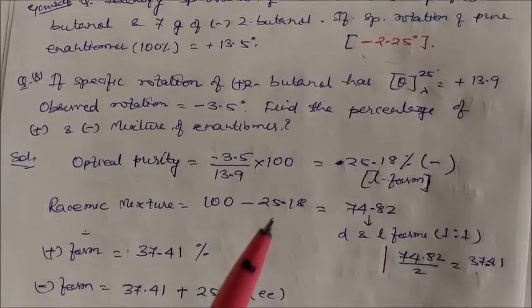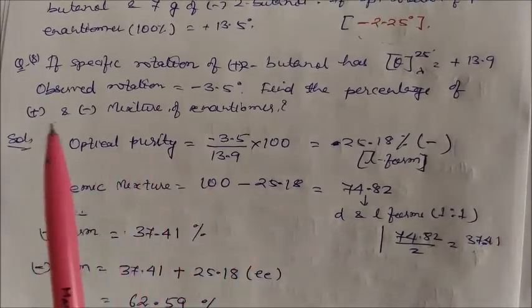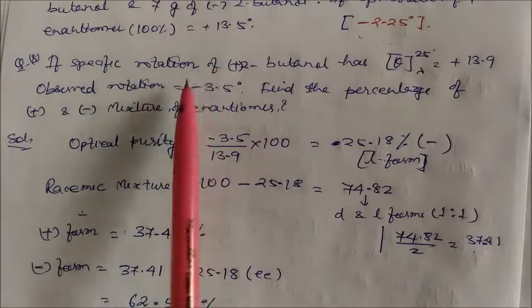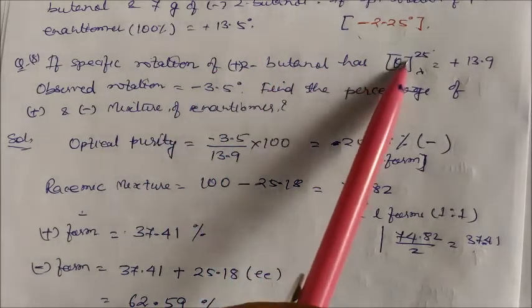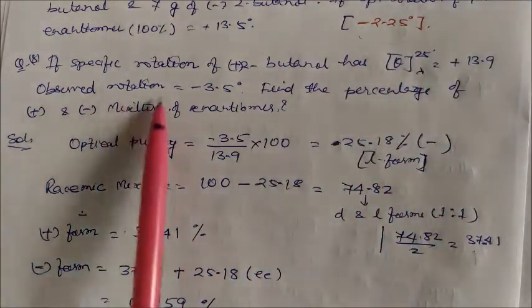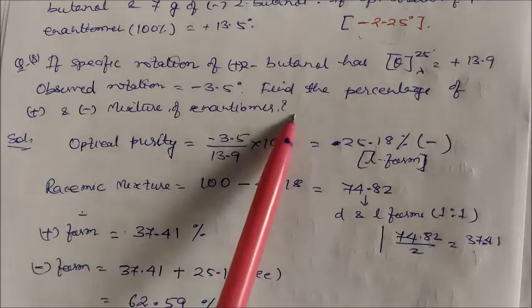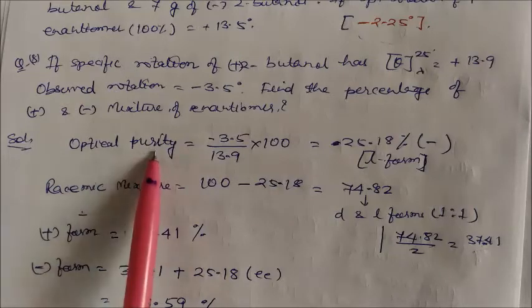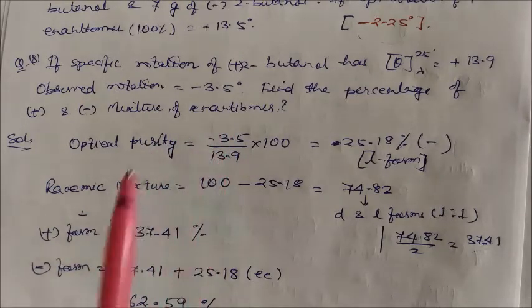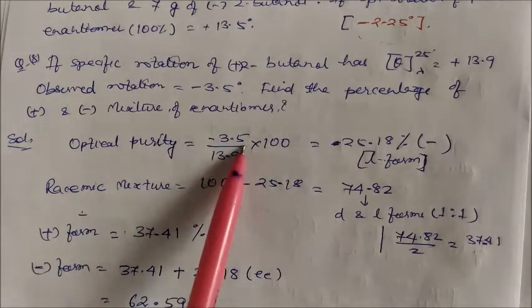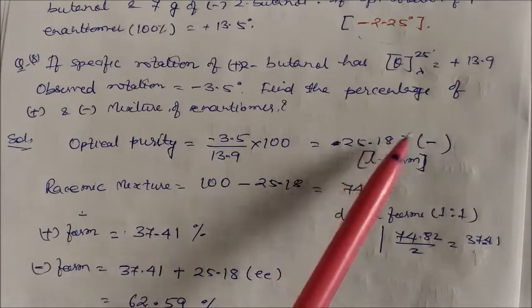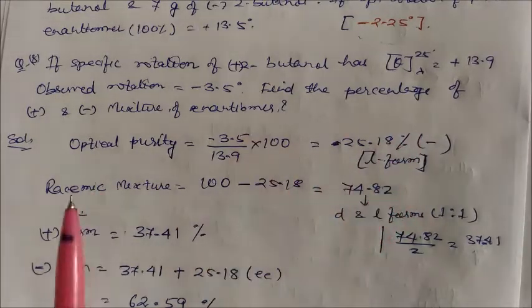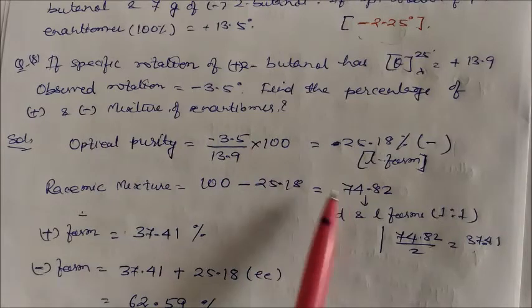Let us see the next problem. If the specific rotation of plus 2-butanol is 13.9 and the observed rotation is minus 3.5 degrees, find the percentage of plus and minus forms in the mixture of the enantiomer. So optical purity is again impure by pure. So impure is minus 3.5. If you solve it, you will get 25.18% minus form, so it is the L form, and for the racemic mixture, subtracting from 100, you will get 74.82.